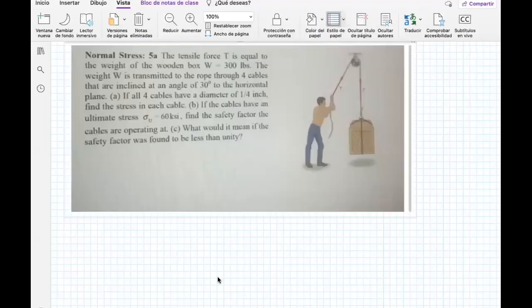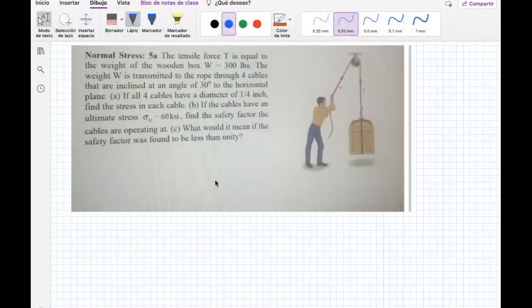Hi guys, welcome again. Let's do this problem. I think it's a really brief, small problem that has to do with normal stress, as you can see here. They are asking us... Here you have the whole deal.